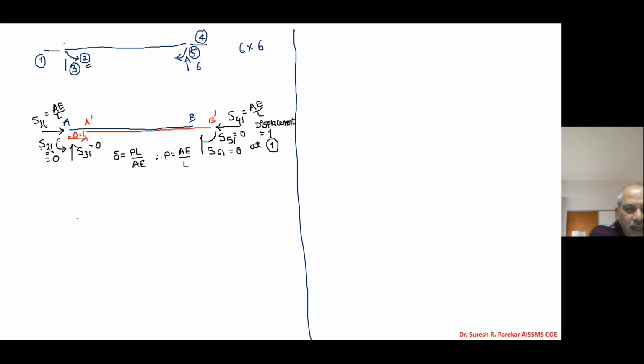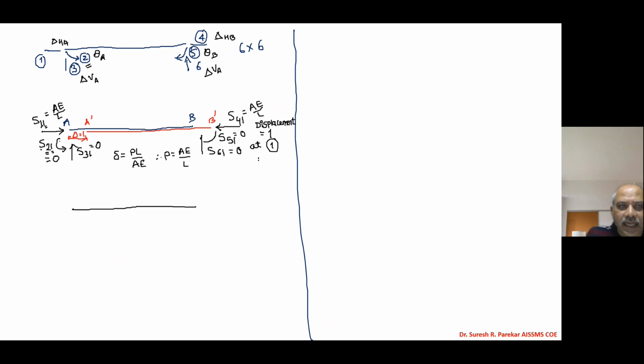Now we will go with the second. Now what is the second? Now we are at the second, that is unit displacement at 2. What is 2? 2 we have theta. First we have delta HA, second we have theta A, third we have delta VA, fourth we have delta HB, fifth we have theta B. And sixth we have delta VA, sorry, displacement in the vertical direction at A.